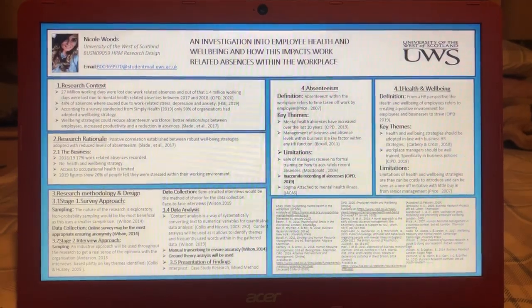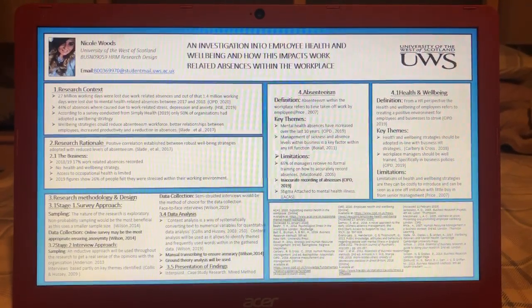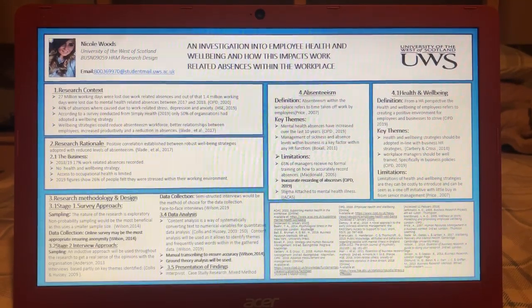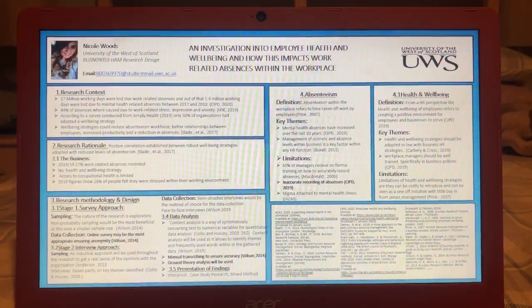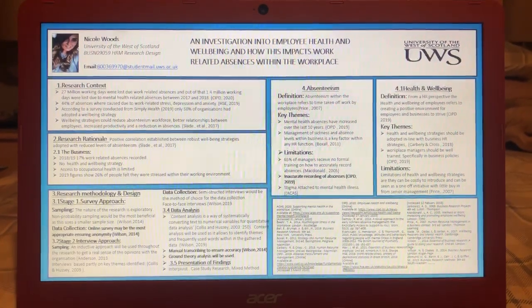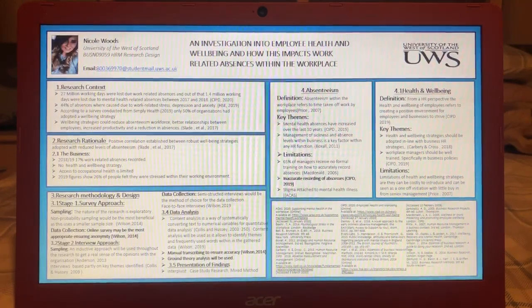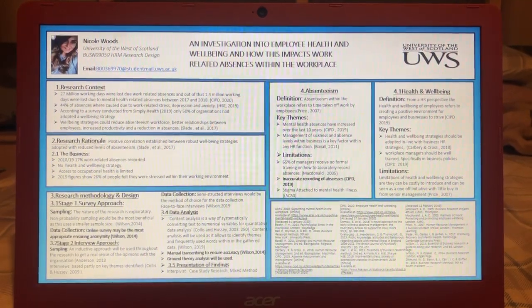So starting with my title then, which is an investigation into employee health and wellbeing, how this impacts work-related absences. The reason why I've picked this is because from an employee perspective, I've worked in organisations that have had high absenteeism. So it would be interesting to see if adopting health and wellbeing strategies could positively impact absenteeism.